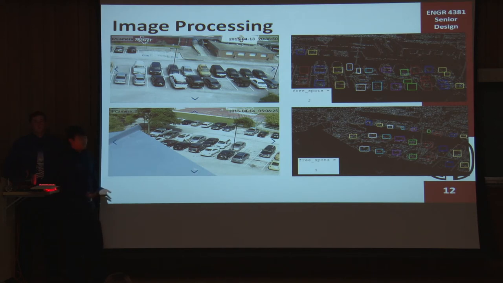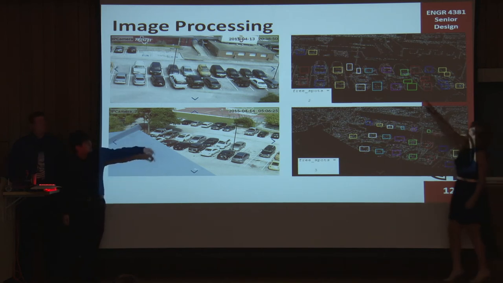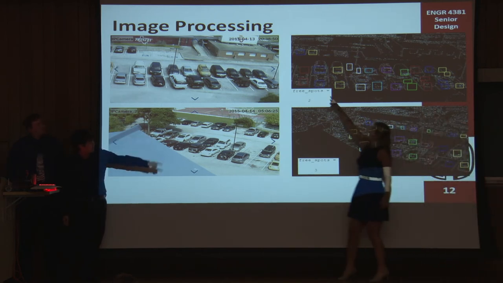Then MATLAB performs edge detection on it, and counts the number of edges within each of those squares. If the number of edges exceeds a certain threshold, then it counts it as a car. If it doesn't, then it counts it as a free spot. As you can see here, we have two examples. One has two free spots, and the other has three free spots.